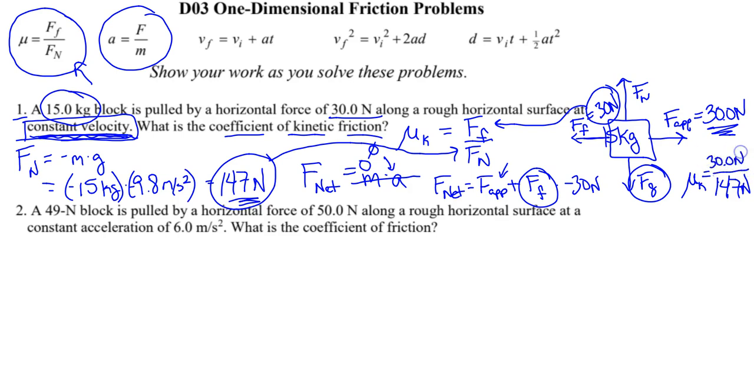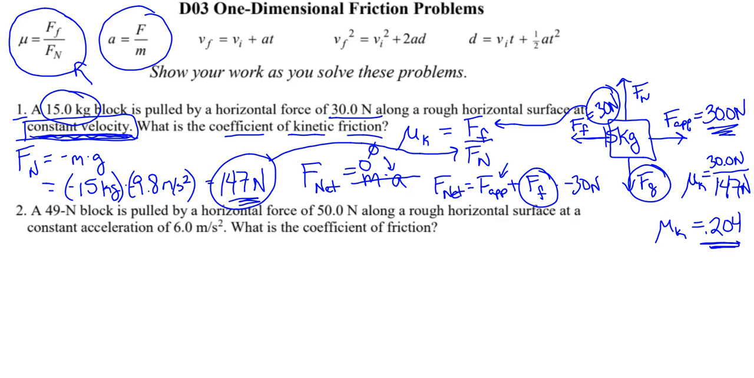30.0 newtons divided by 147 newtons gives me a coefficient of kinetic friction of 0.204, okay? And the coefficient of friction is a constant, so we don't have any units for that. So 0.204. All right, so for number 2 now, we have a 49 newton block, okay?